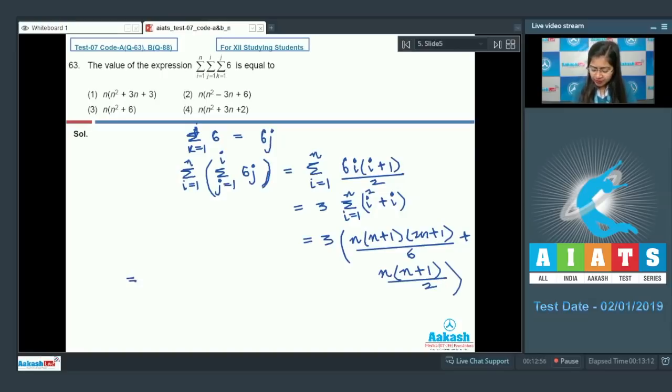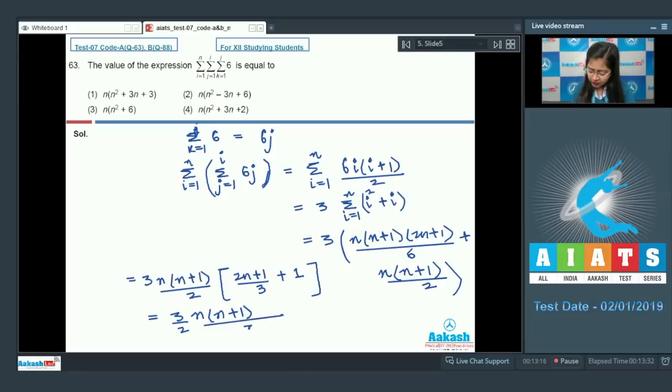Now this can further be written equal to 3 into, taking n into n plus 1 upon 2 common, we will be left with 2n plus 1 upon 3 plus 1, right? Now this will be equal to 3 by 2 into n plus 1, taking 3 common, it will be left with 2 into n plus 2, right? Now this is equal to n into n square plus 3n plus 2, right? So the correct answer is option number 4.